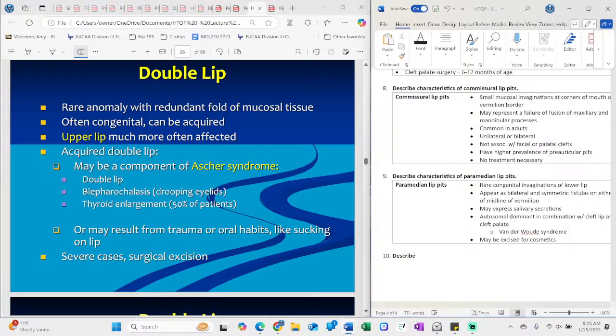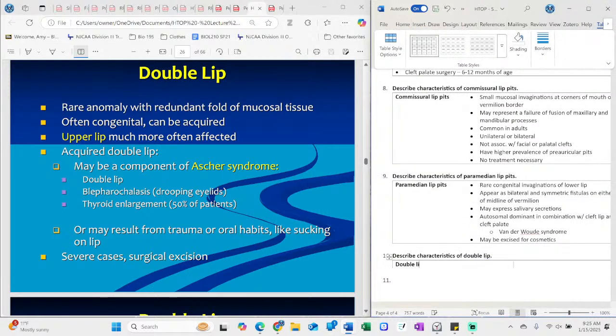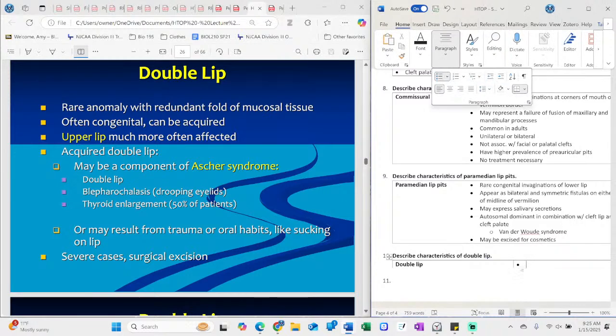And for aesthetics or for any kind of functional reasons, they may be excised, but otherwise you don't have to excise those paramedian lip pits. But definitely the cleft lip and the cleft palate are more challenging to treat and they need to be treated first.